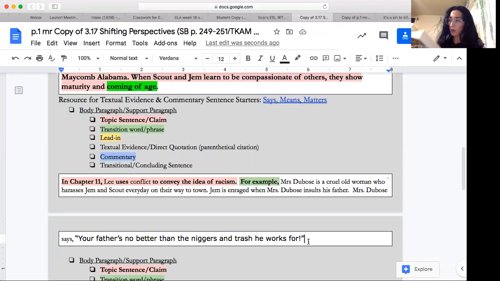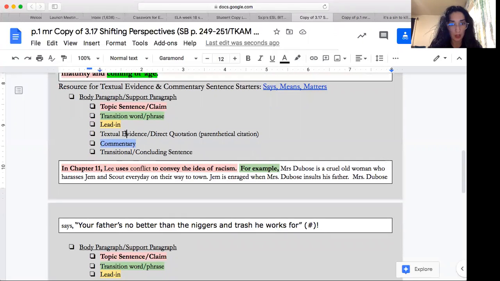I'm going to have to go back and look for it later. So for now, I'll just put page, or I'll do this to remind myself. Okay, I have to go back and find it. And then the period. It seems like it should be a period, but since we have an exclamation mark here, we just move it outside of the parentheses there. Okay, like that. Your father's no better than the N-words and trash he works for.